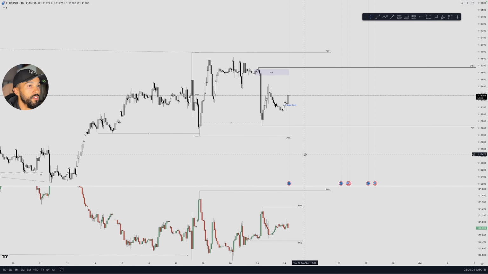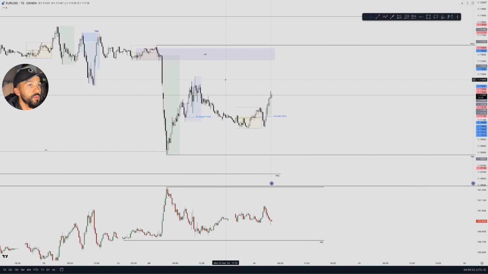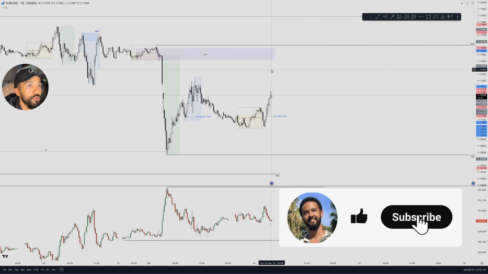So I'm staying patient for these areas. So let's go down to the M15. We'll draw out some examples of my strategy and see what I'm waiting for. So on the M15, price just looks to be gradually continuing bullish.